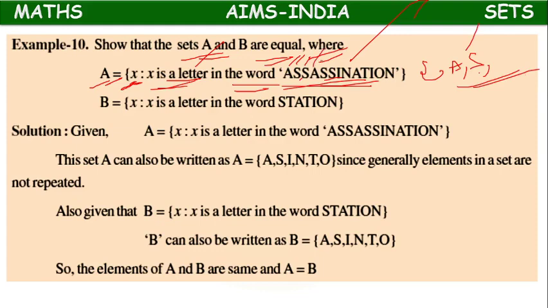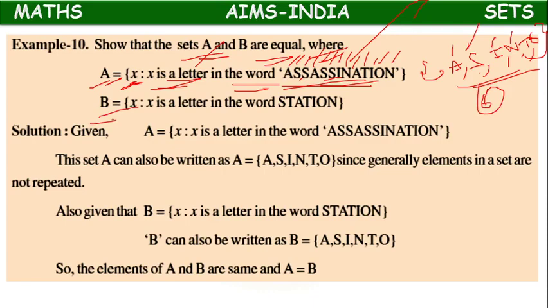Again A repeating, S repeating, S repeating, I we can write, N we can write, A repeating, T we can write, I repeating, O we can write, N repeating. So A, S, I, N, T, O. 6 elements we have written.